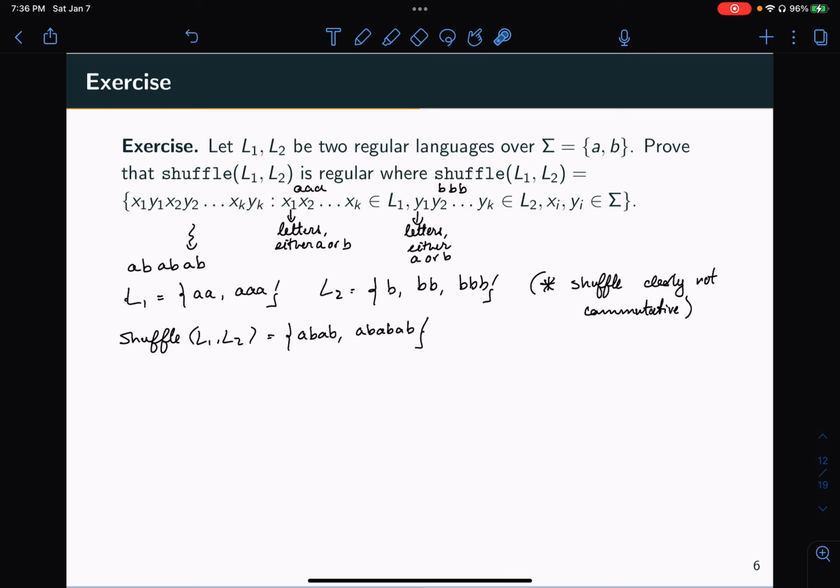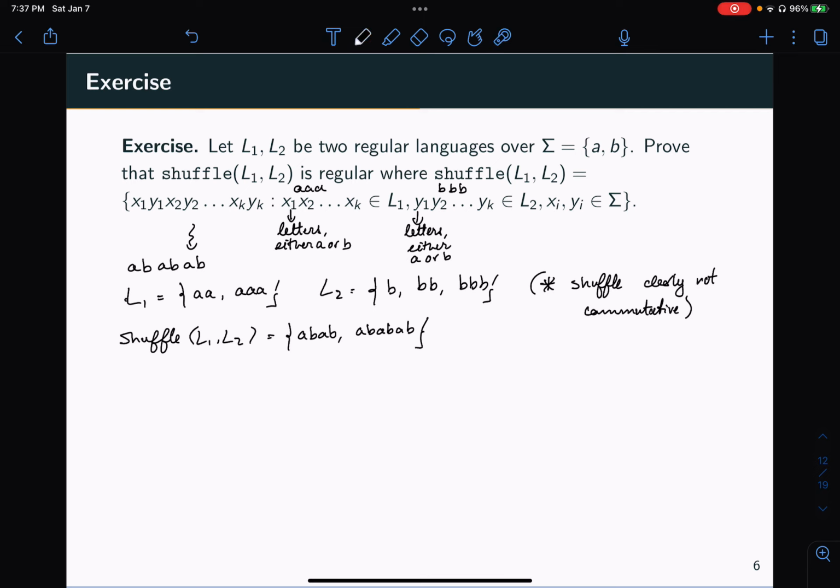And then you're doing that again for the next available length and so on, until the longest string in either L1 or L2. The other thing to notice is that sometimes there are strings that don't get shuffled. For instance, here, B doesn't get shuffled with anything in L1, because there aren't any strings in L1 that have a length that matches.